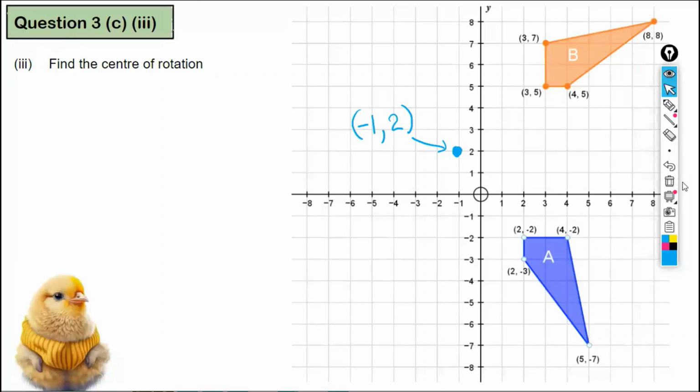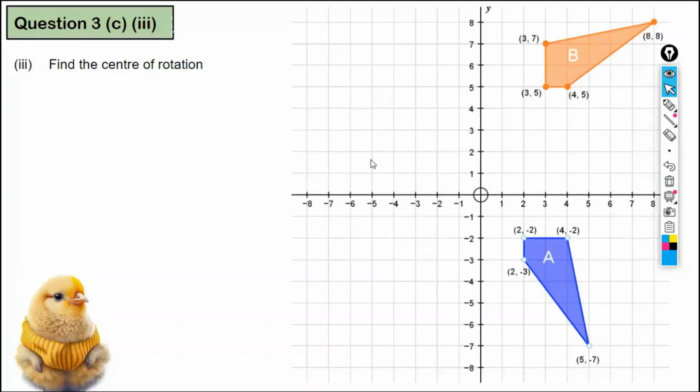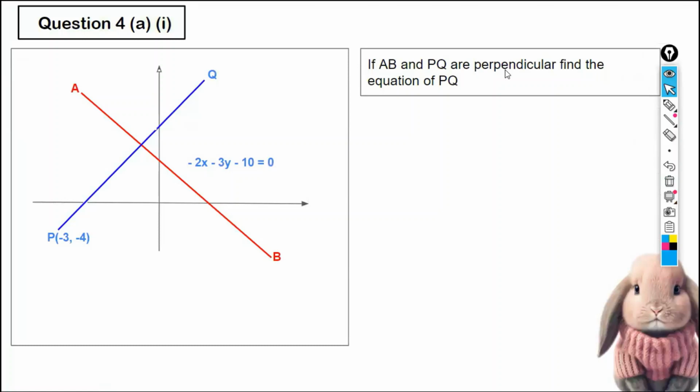So let's move on to the next question, right? Anybody got that correct? The -1, 2 when they submitted the exam? Right, so while you send that, question 4.